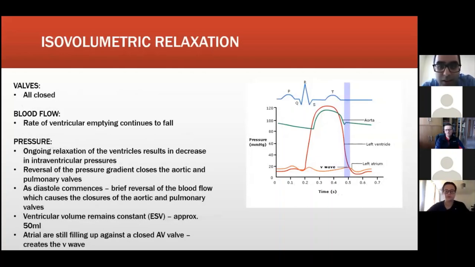Isovolumetric contraction is the next phase. In this phase, all the valves are closed. You get continuing reduction in ventricular emptying and a massive decrease in pressures. And this, as I said, will close all the valves, and you will get a fixed volume of blood at the end of systole, known as your end systolic volume, which in a normal individual is approximately 50 mils. And because the atrium is still filling up with blood, it creates the V wave, which is shown here in the left atrium.